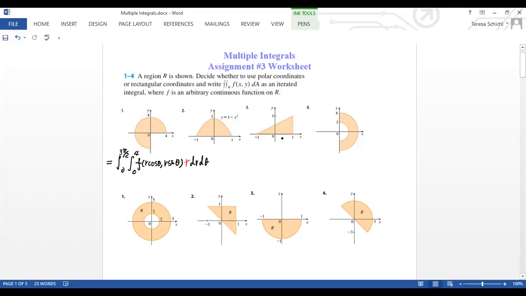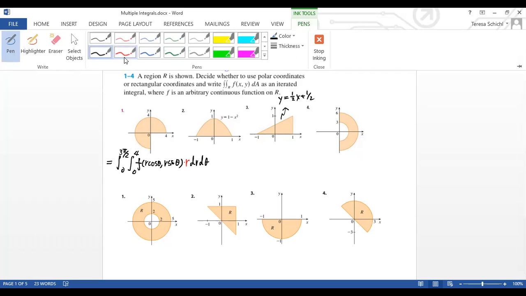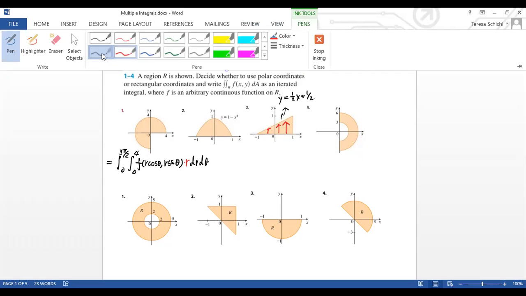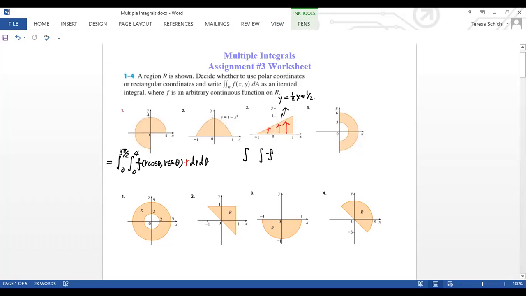Okay, let's take a look at the next one. Because this is a triangle, it's not really a circular type of integration region, so probably Cartesian coordinates will be easier. If you write these lines, this will be y equal to 1/2 of x plus 1/2. If I want to do dy dx, that means I integrate in the y direction first. So here I have f of x y, then dy, then dx.